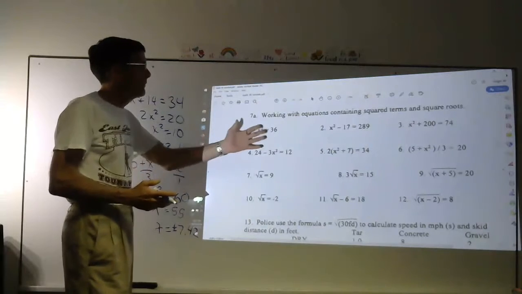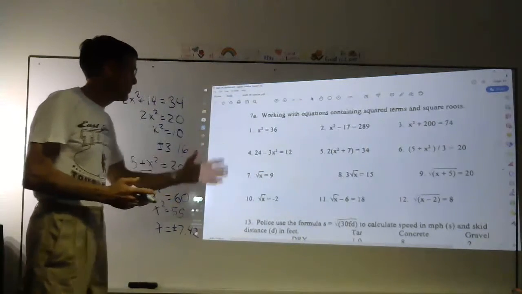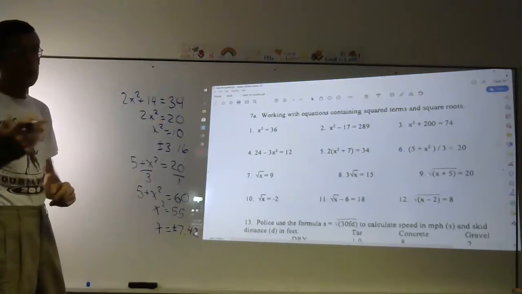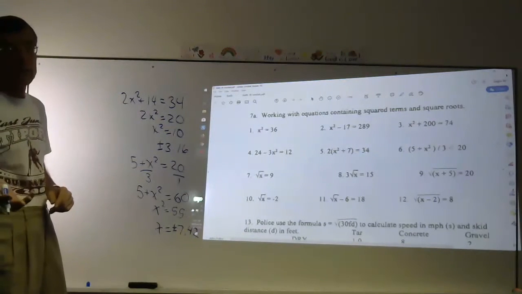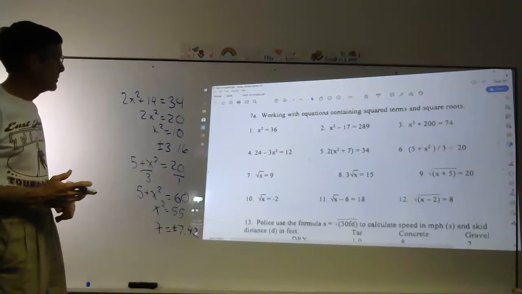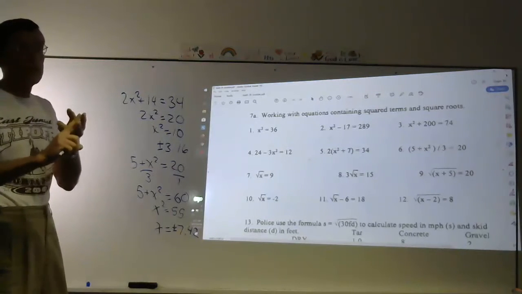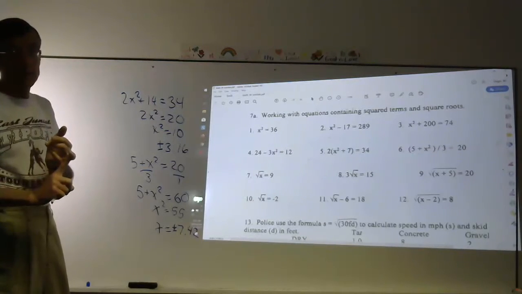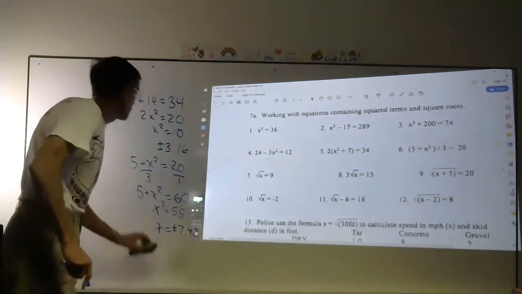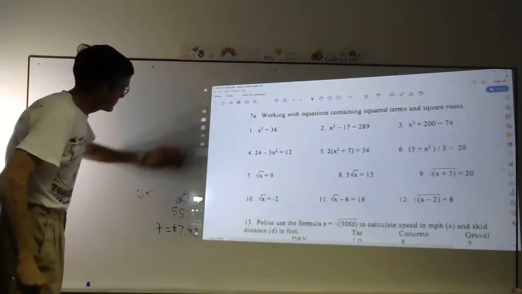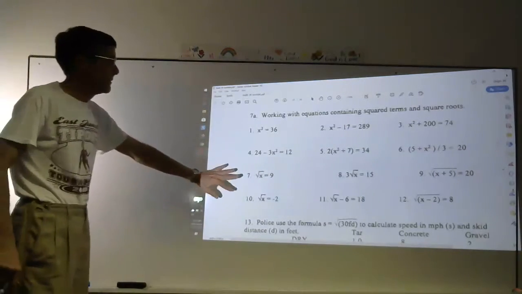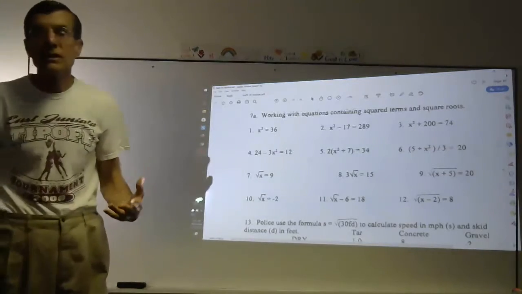But most of the time, if you get the squared term by itself, as we did in all of these problems, you can then get the square roots, the positive square root or the negative square root. So you're probably, in most cases, going to have 2 answers or no answer at all for these problems. All right. Now, let's talk about square roots.